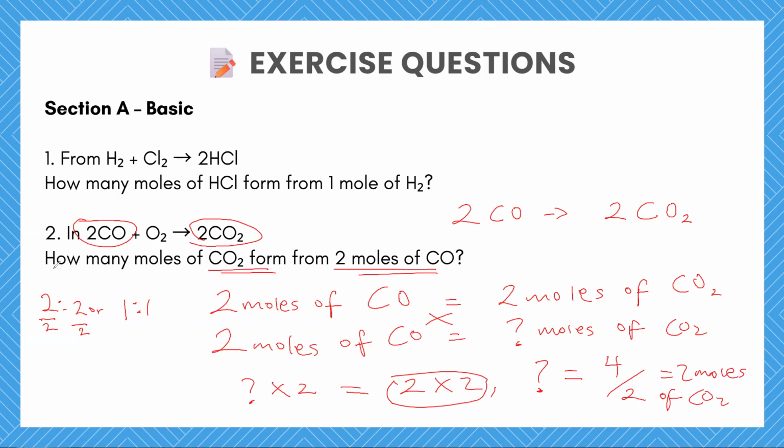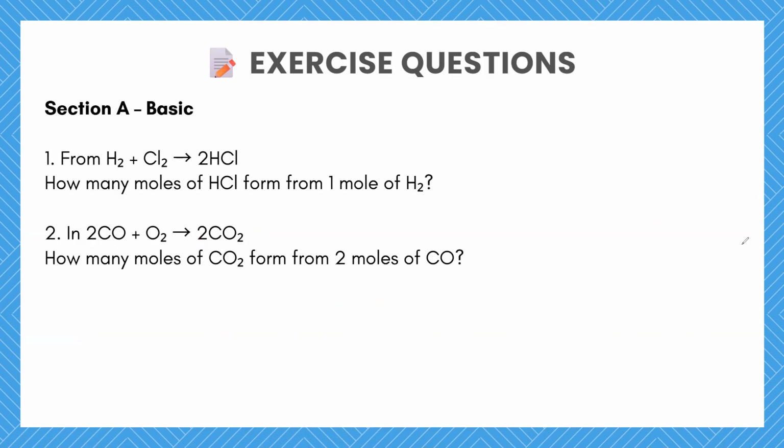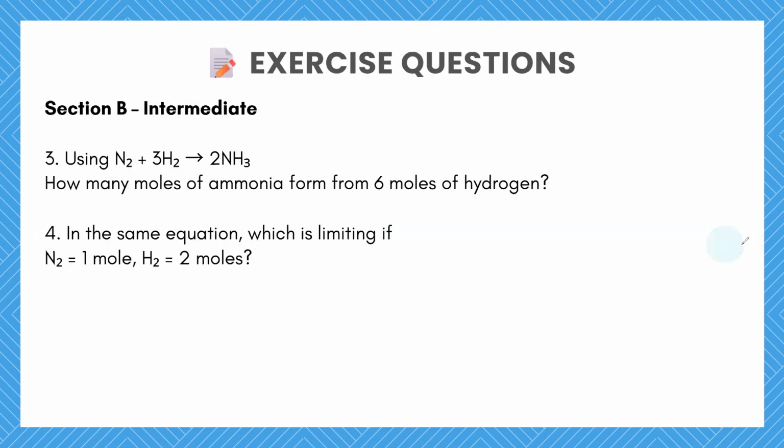Pretty simple, pretty basic. Now let's move on to the next category of questions, which is the intermediate section. The intermediate section says, using this chemical equation over here, how many moles of ammonia form or are produced from 6 moles of hydrogen? So the first thing to do would be to convert into moles. Unfortunately, that has been done for us. We have 6 moles of hydrogen over here.